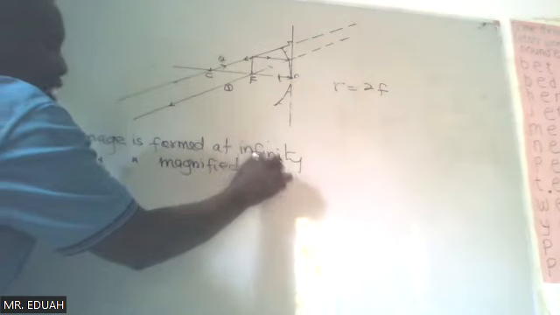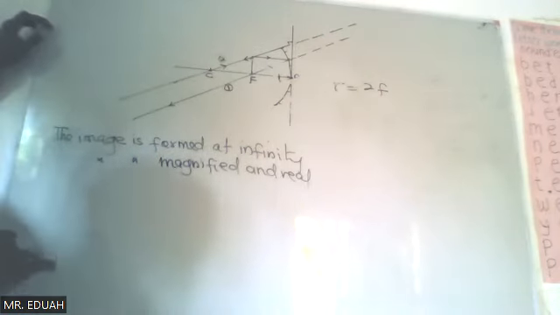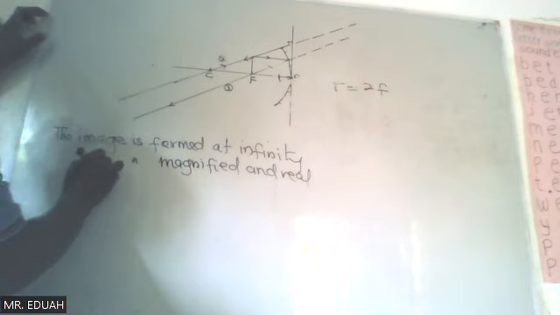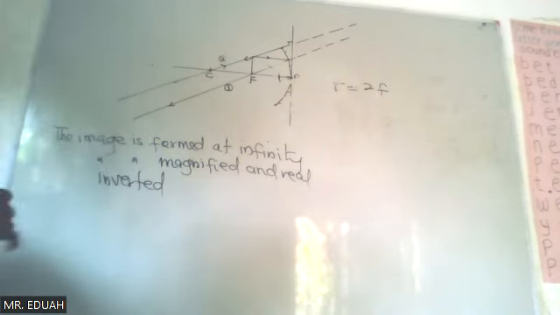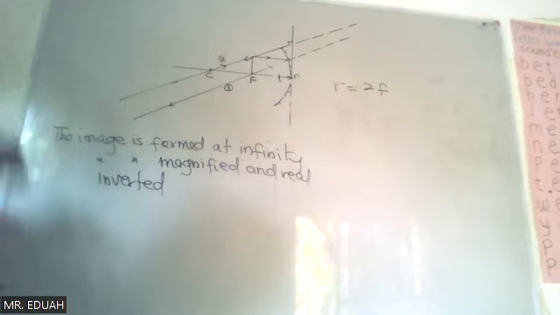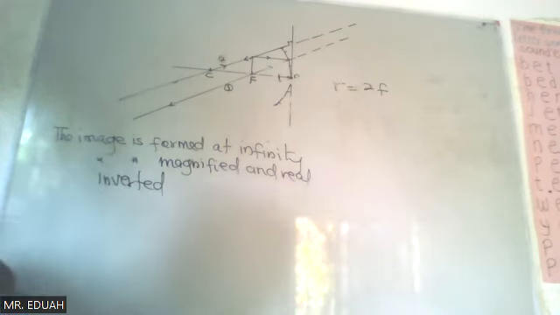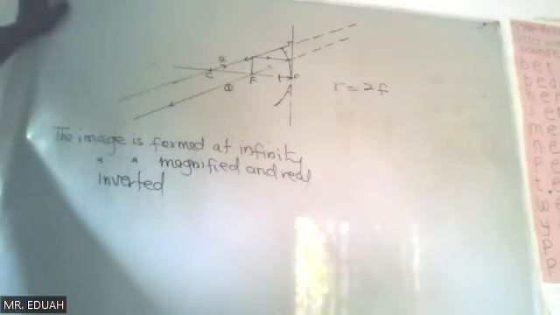Magnified and real. Okay, and inverted. Image is formed at infinity, magnified and real and inverted. One may ask, how do you realize that the image is magnified?